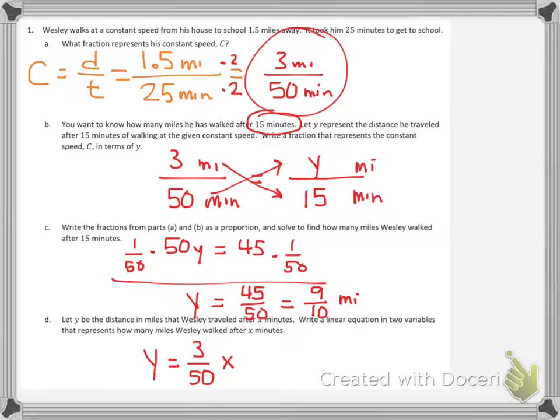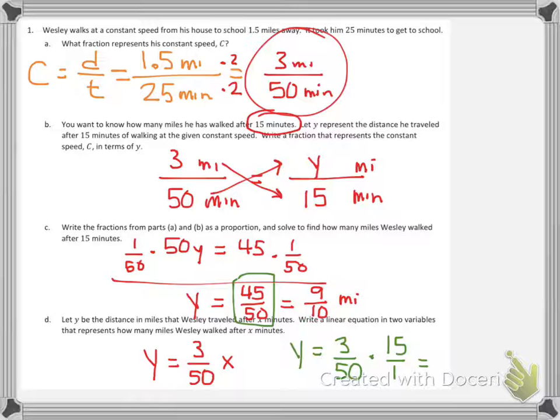So let's just try one. In fact, let's try this x equals 15 that we did earlier. And let's plug that in and see if we do in fact get 9 tenths. So y equals 3/50ths times x. My x is going to be 15. So we get y equals 3/50ths times x, which is 15, or 15 over 1. And you can see if I just multiply first without simplifying, I'll get my 45/50ths like I did here. So that equation will work.